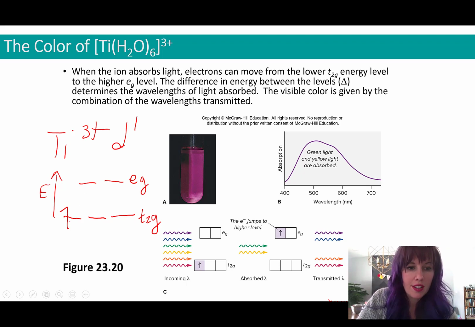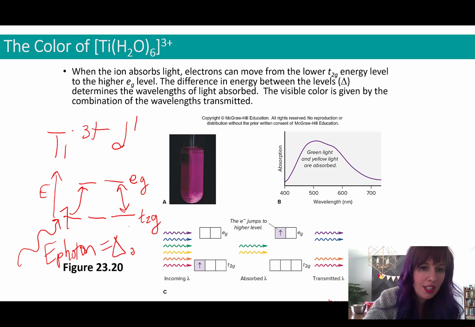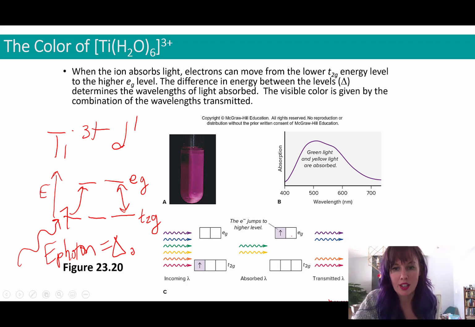So this electron in our T2G orbital can be excited up to the EG orbital if we have a photon that comes in and the energy of that photon is exactly equal to this energy difference, which is delta octahedral. So in this case, delta octahedral corresponds to a green and yellow wavelength to excite this electron, and then we transmit these red, orange, blue, and purple, and these colors of light will add together, additive mixing, so that we will see this pink color when we look at this titanium complex.